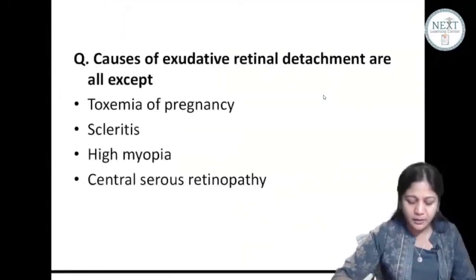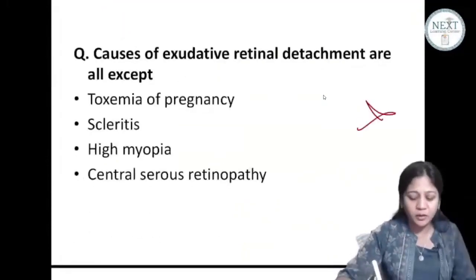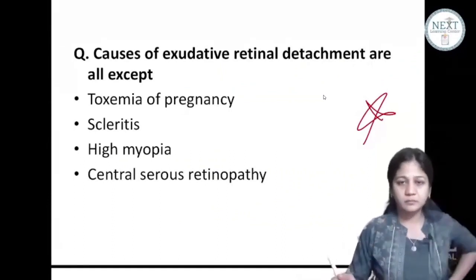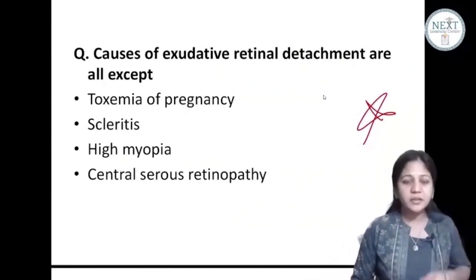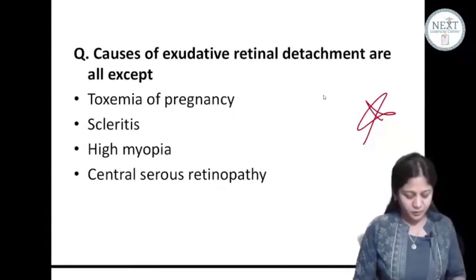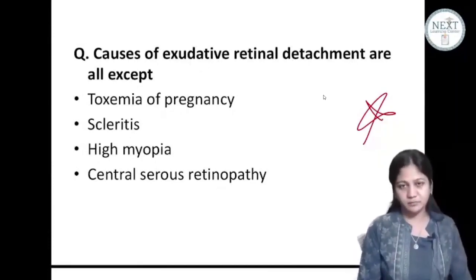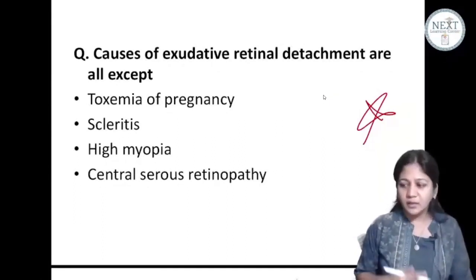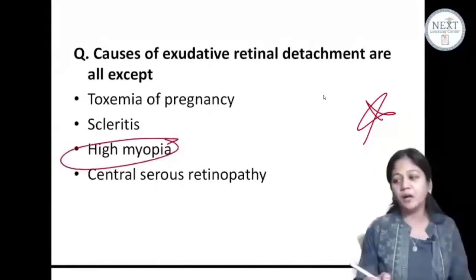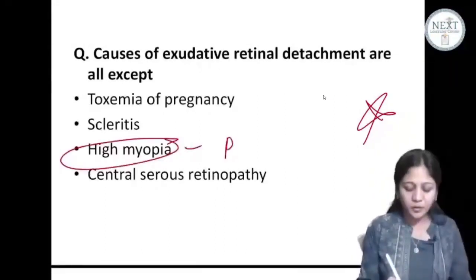Look at this, tell me. This is a very important question. Causes of exudative RD are all except. What is not the cause of exudative RD? Not the cause. Very good, Dr. Aditya. High myopia, because high myopia causes RRD.